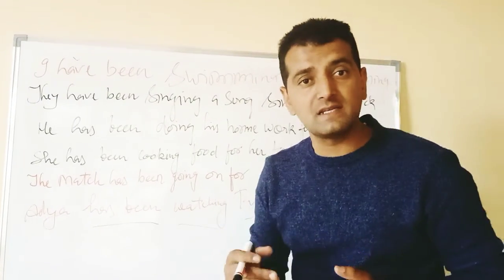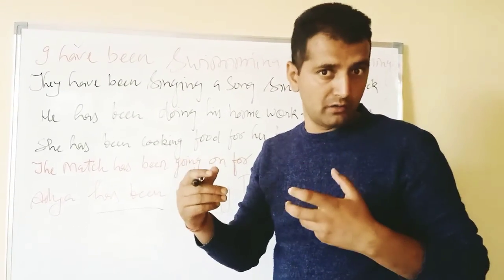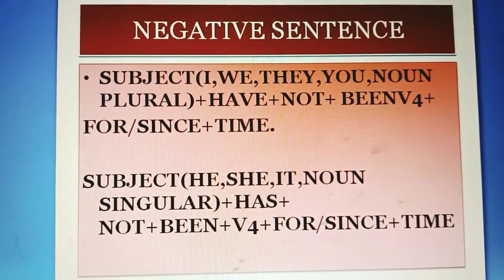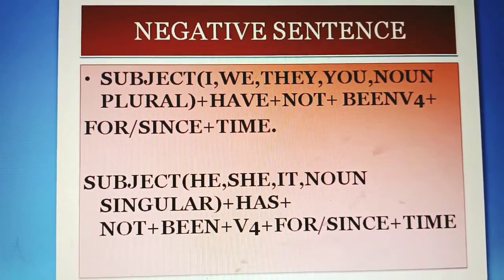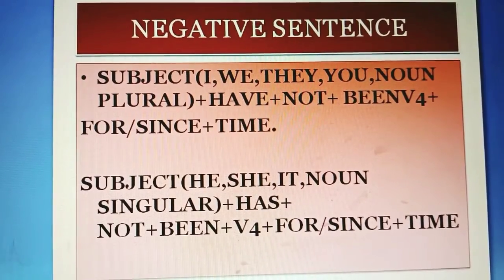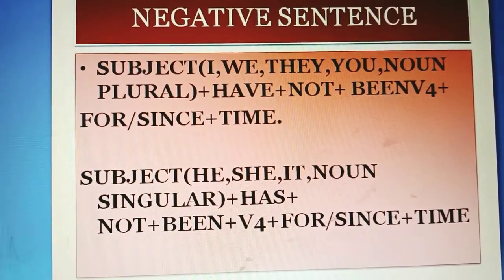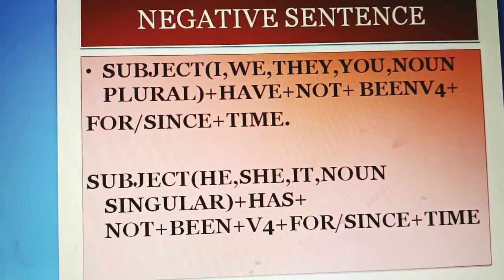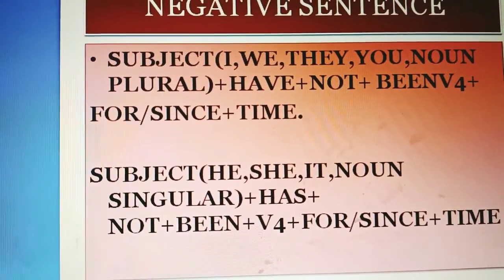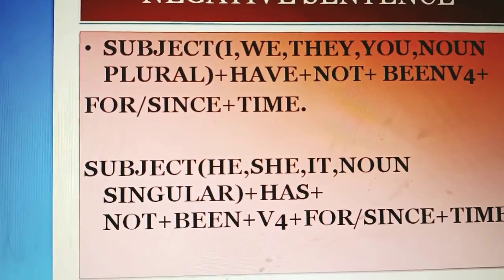Okay, let's see negative sentence how we can make, and side by side I will give some more examples of the interrogative and interrogative negative as well, right? Let's see. See here, what is the formula for negative sentences? If your subject is I, we, they, you, noun plural, right? Noun plural है, ये तो वैसे ही हमारे पास फर्स्ट सेकंड और थर्ड वाले जो प्लूरल पड़े हुए हैं, and along with that there is the use of noun जो प्लूरल होते हैं, there we will use have not been, and fourth form of the verb along with the for since that will be used according to the time. And if your subject is he, she, it and noun singular, so you will use has not been, and the fourth form of the verb, for and since according to the time, right?